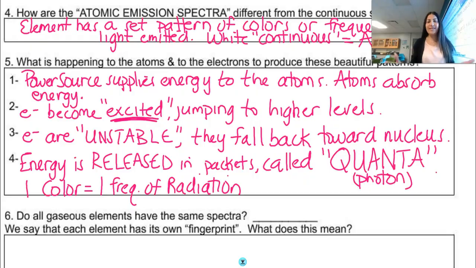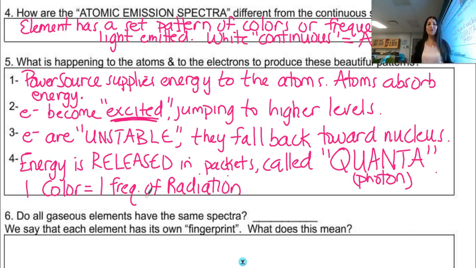All right. So basically it's almost like being on a sugar high. You take the energy in, that's the power source that supplies the energy to the atoms. The atoms absorb the energy, they become excited, and they jump up to higher levels. But like we said, at those higher levels, those electrons are unstable. So they fall back down toward the nucleus, and they could fall back down at different levels. Every single packet that's released is called a quantum, quanta would be plural, or a photon of energy, and each color equals one frequency of radiation. It could be radio waves and it could be gamma waves. So it could be a wave that produces music for our ears, or a wave that could kill us, like gamma radiation would.